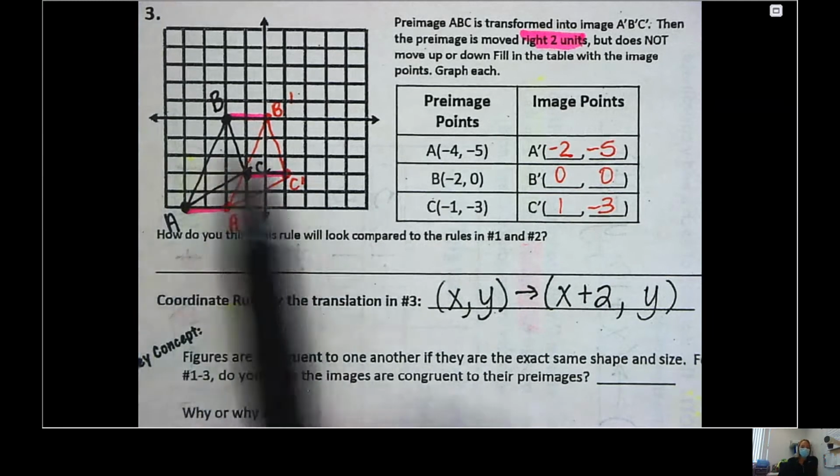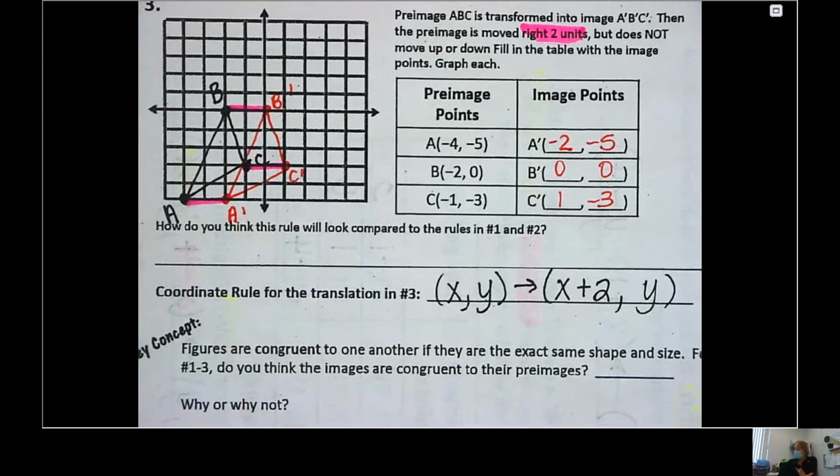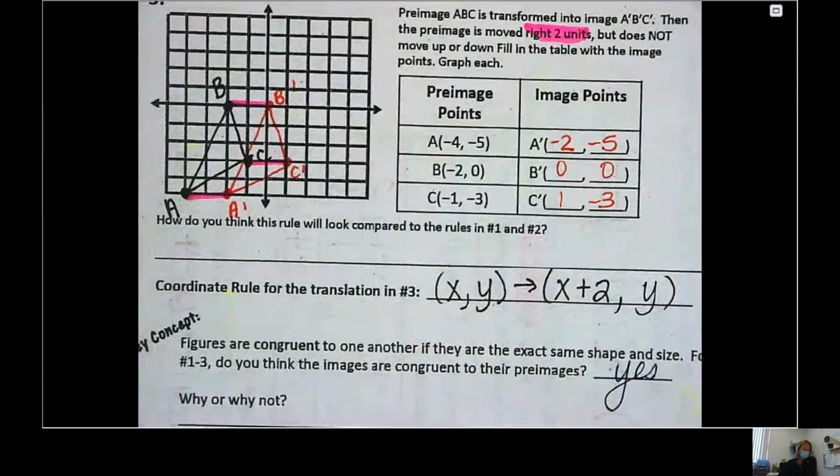Are these 2 triangles the same size and shape? Yeah. Are they congruent? Yeah. I didn't make them bigger. I didn't make them smaller. All I did was slide it over to the side. So they stay the exact same size and shape.